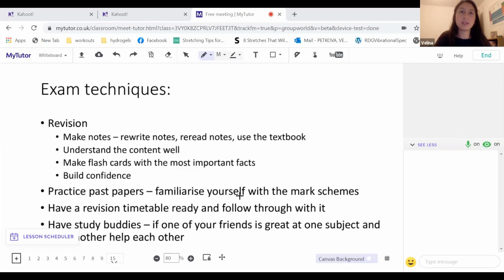So exam techniques, revision. Revision is key to a good exam result. Sorry, I'm just looking at a question. Do you have any good revision chemistry episodes? Have any of you heard of Math and Physics Tutor? They have lots of past paper questions, and they're arranged in topics. Sorry, let me just look through the question.